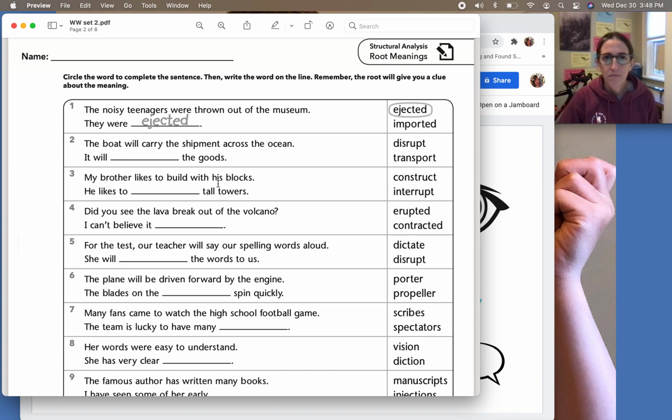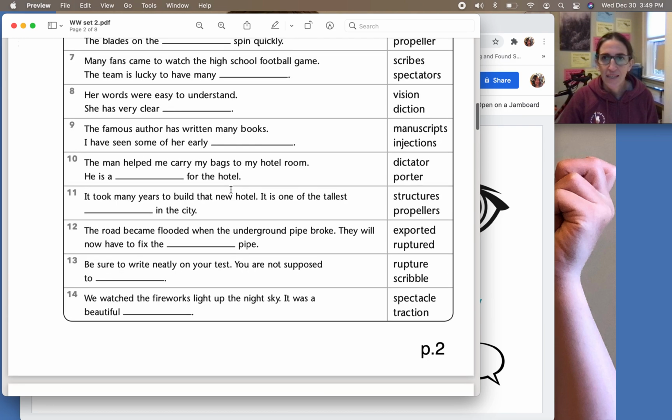My brother likes to build with his blocks. He likes to blank tall towers. He likes to construct tall towers or interrupt tall towers. Struct means to build and rupt means to break. While people do probably like to break towers that they build, I think the better meaning is struct, to build tall towers. So I would circle the word construct and then write it on the line. And that's how you do page 2.